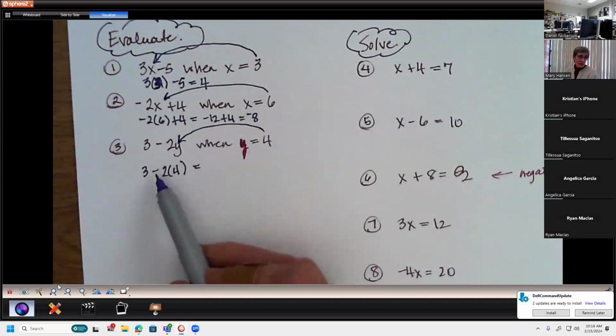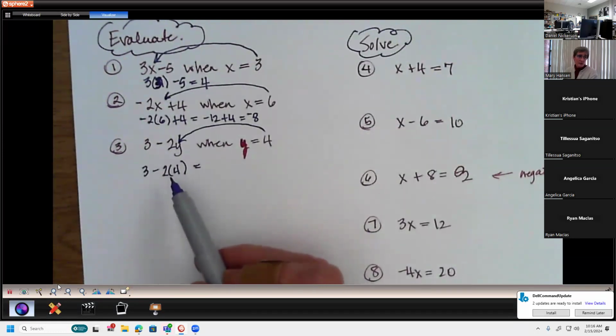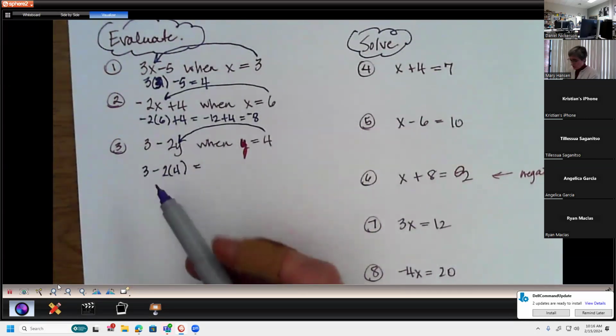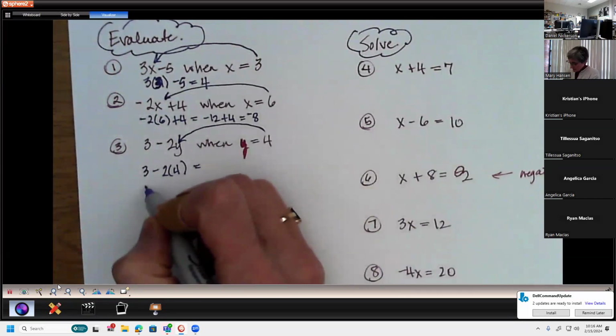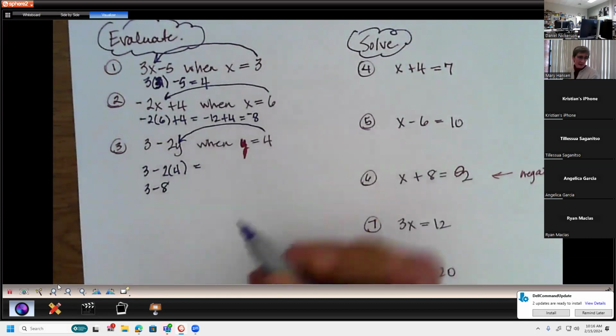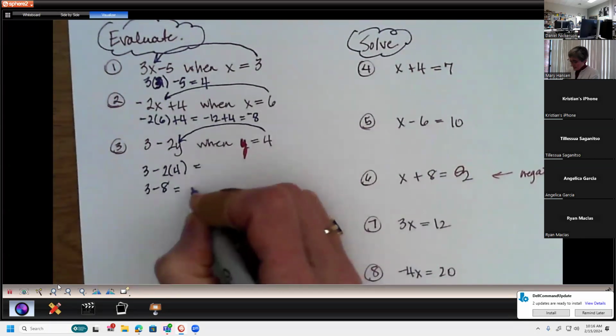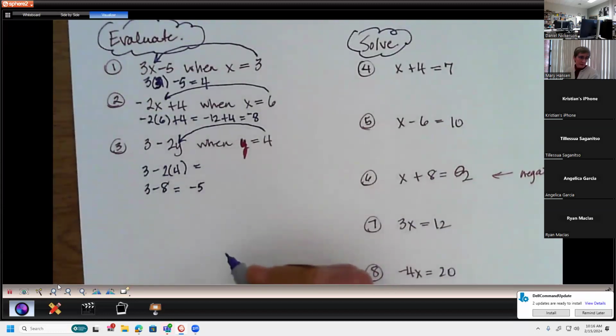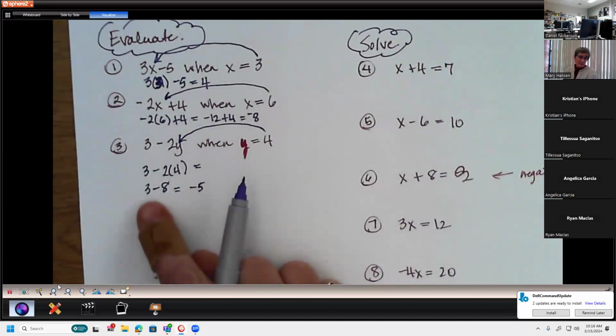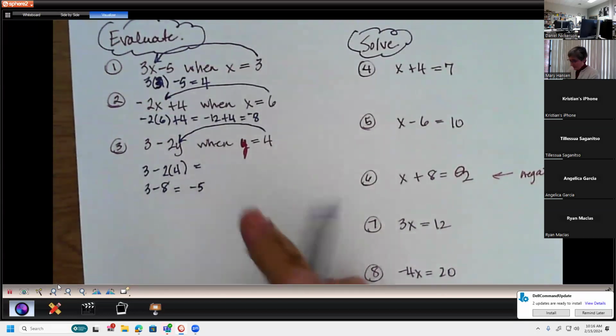Remember that even though the subtraction comes before the multiplication, the order of operations says you do multiplication and division before you do addition and subtraction. So that's going to equal 3 minus 8, because 2 times 4 is 8. 3 minus 8 is -5. You can reason through that. If I'm at 3 and then I take away 8, I'm going to be in the hole 5.